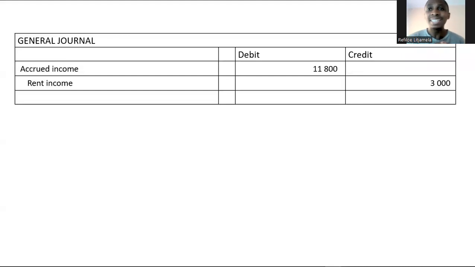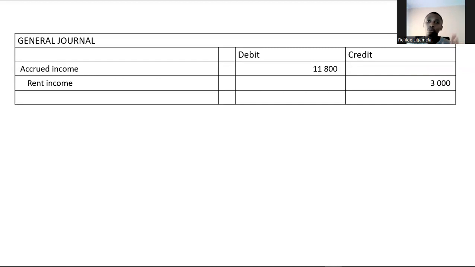For now, please never mind the 11,800. I will explain it thoroughly just now. This is just for rent. Please note that I debited my accrued income with that 3,000 rent and I credited my rent income with the same amount, which is 3,000 rand. Accrued income is debited because that is a current asset. It is the amount of rent that is owed to us. And we credit rent income because that is income increasing.